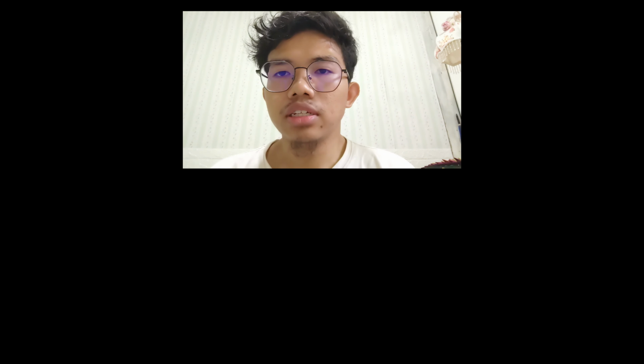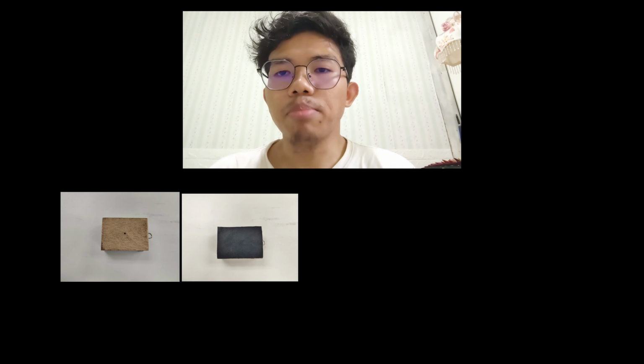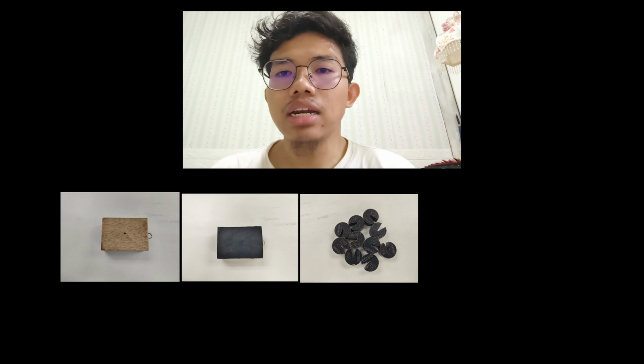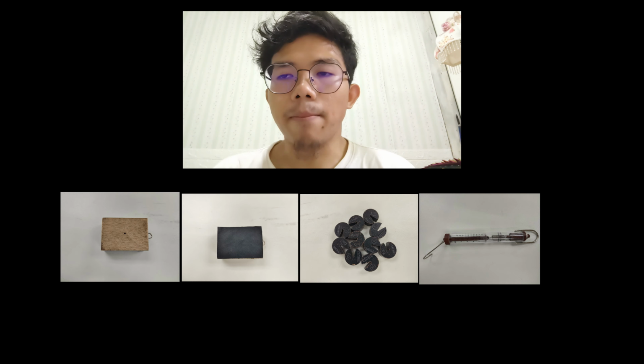So, the apparatus is a wooden block with rubber covered on one side, 50 gram masses, a 10 Newton spring scale, and string and tabletop.